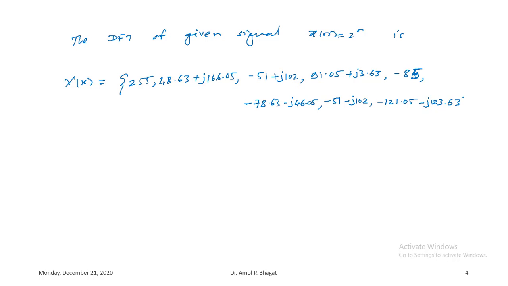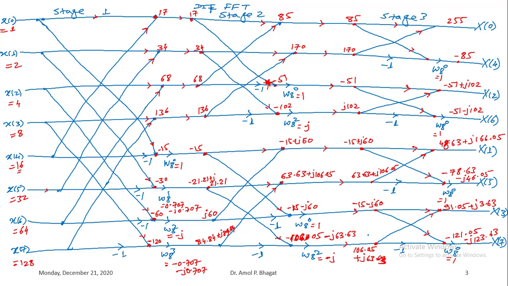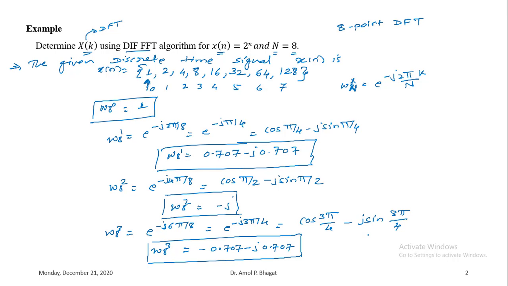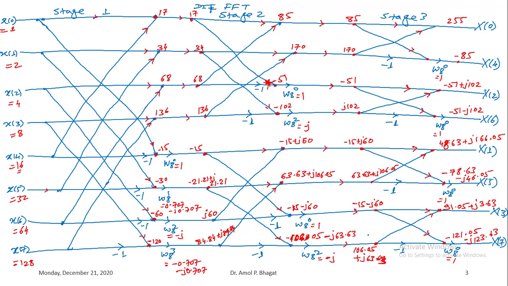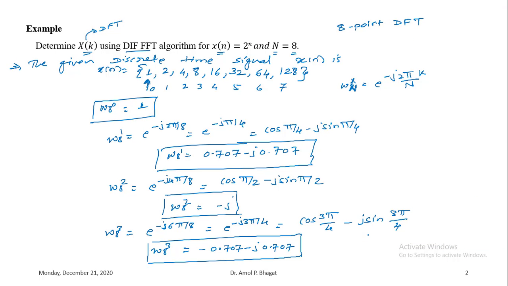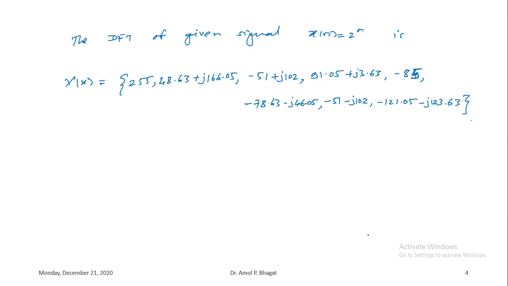So all these are the required values of DFT, correct? So this is how we have computed 8-point DFT using DIFFT.